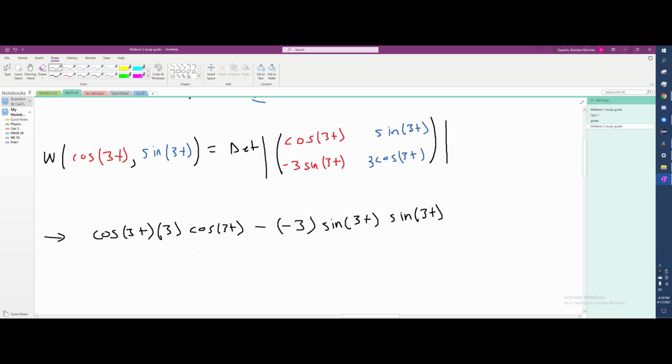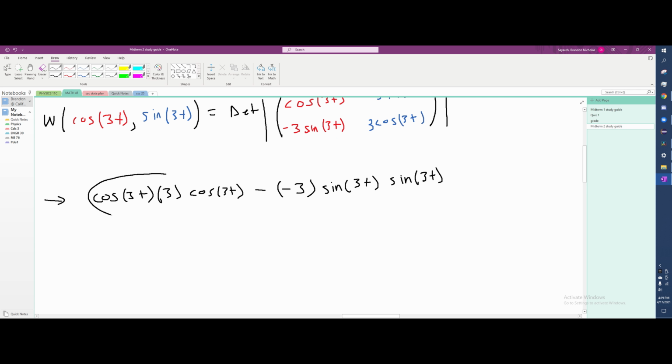So when we do this, we're going to get cosine of 3t times 3 times cosine of 3t minus negative 3 sine of 3t times sine of 3t. For the cosines, we can combine both cosines to be cosine squared of 3t, and with the sines, we can combine those and have sine squared 3t. After we do this, we are just moving the 3's to the front, and we are making these negative signs. We are combining the negative signs together to form a positive.